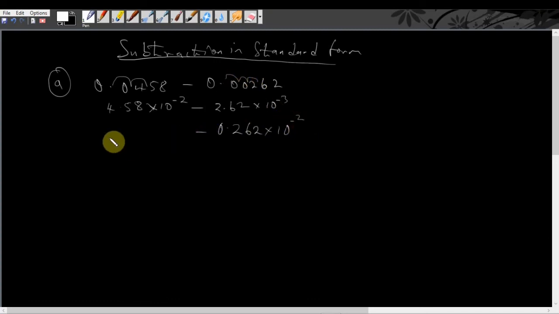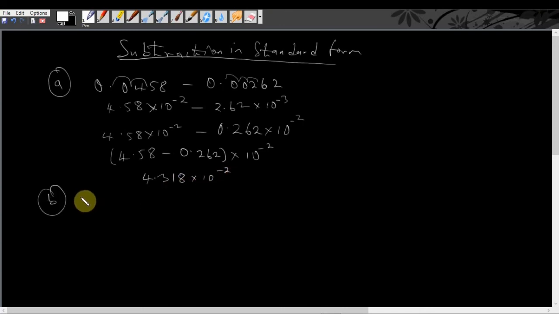Let's now write down this one, 4.58 times 10 to the power minus 2. So you can now subtract them by bringing this one into one parenthesis minus the other one, 0.262, then times 10 to the power minus 2. This minus this will give us what? It will give us 4.318 times 10 to the power minus 2. This is your answer.